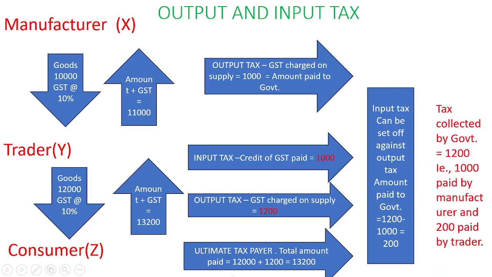So for government, total tax collected is 1200, 1000 from manufacturer and 200 paid by trader, but actually the tax is paid by consumer. So this is called indirect tax. He is paying 1200 to government, but indirectly through trader and manufacturer. So the concept of output and input tax is nothing but, output tax is tax collected from the buyer, and input tax is tax paid to the seller. So for input tax, we can take a set off for output tax.